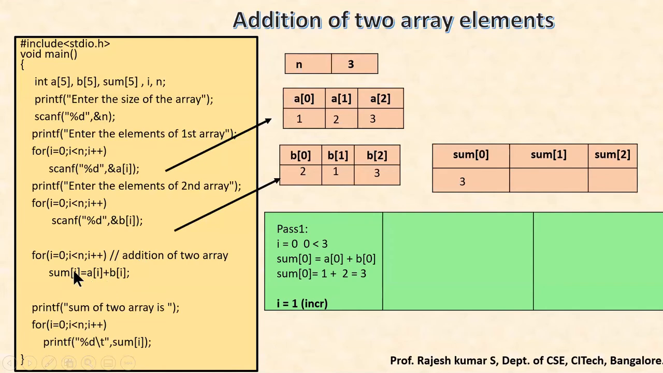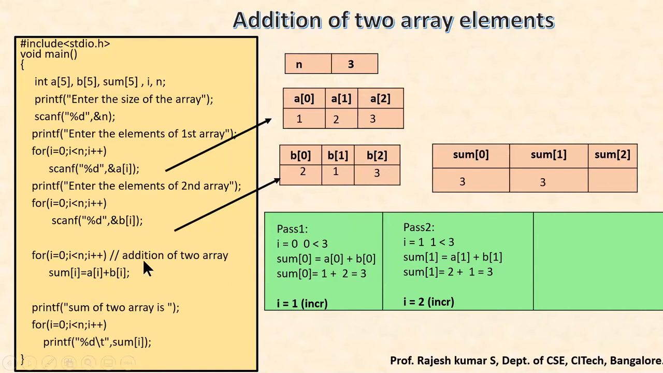After sum of 0 gets updated, i gets incremented. In the second pass, i will become 1. 1 is less than 3. Yes, the condition is true. Again, it will come inside. Sum of 1 is equal to A of 1 plus B of 1. What is A of 1? 2. What is B of 1? 1. 2 plus 1 is what? 3. 3 will be stored in sum of 1. Now sum of 1 will be updated with 3.